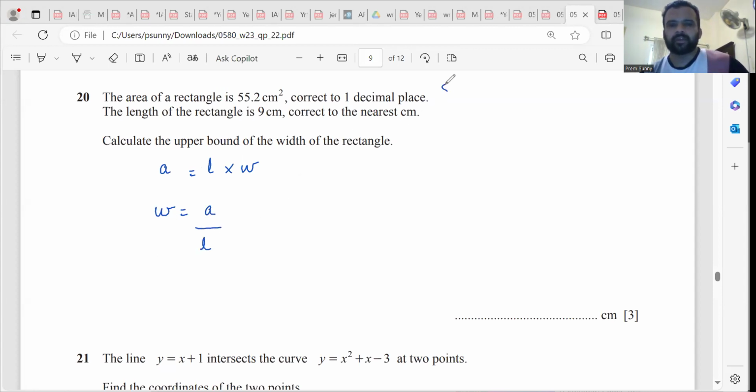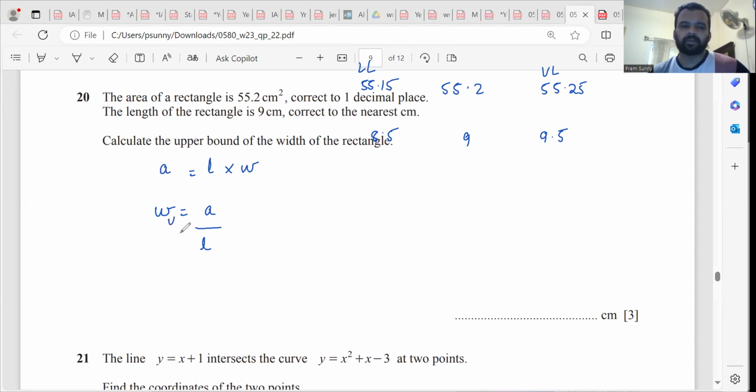Now 55.2, its upper limit will be 55.25 and lower limit will be 55.15. Similarly, 9, upper limit will be 9.5, lower limit will be 8.5. So to find the upper limit of width, what we need is the area's upper limit and the length's lower limit.